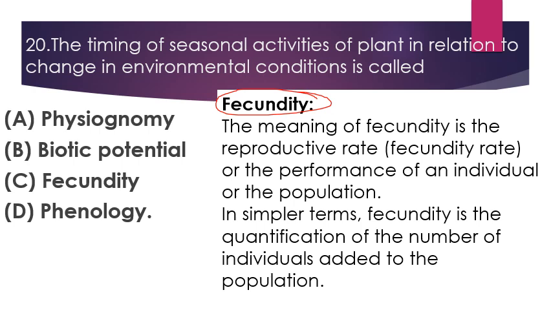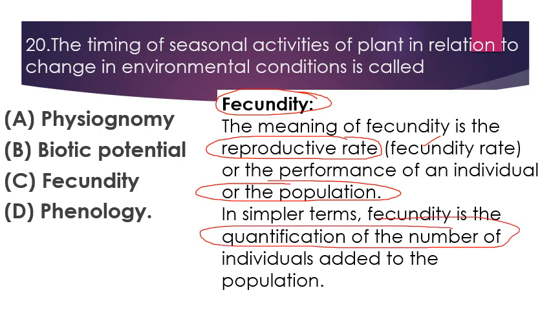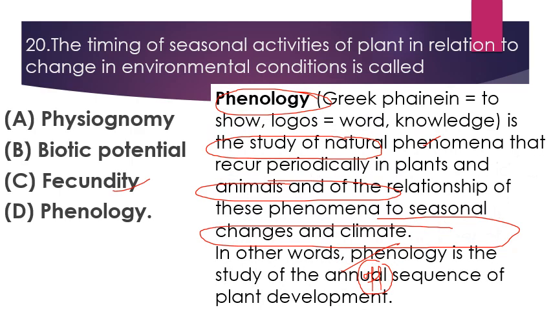Next comes fecundity. So the meaning of fecundity is reproductive rate. That is called reproductive rate, fecundity rate, or the performance of an individual or the population. So in simpler terms, fecundity is quantification of the number of individuals added to the population. Means कितने जो new offsprings हैं वो किसी population में add हुए हैं. So that is called reproductive rate or fecundity.